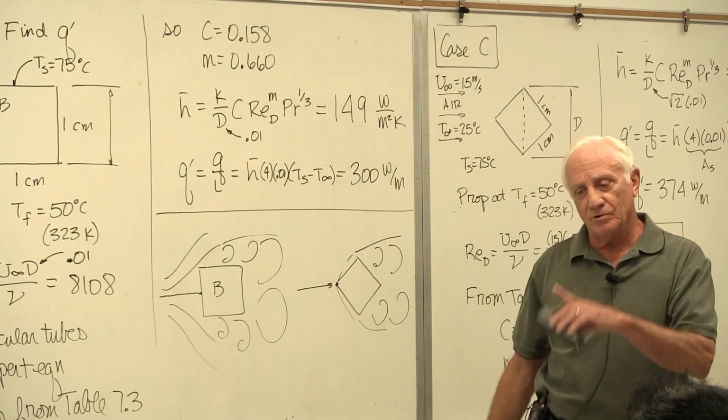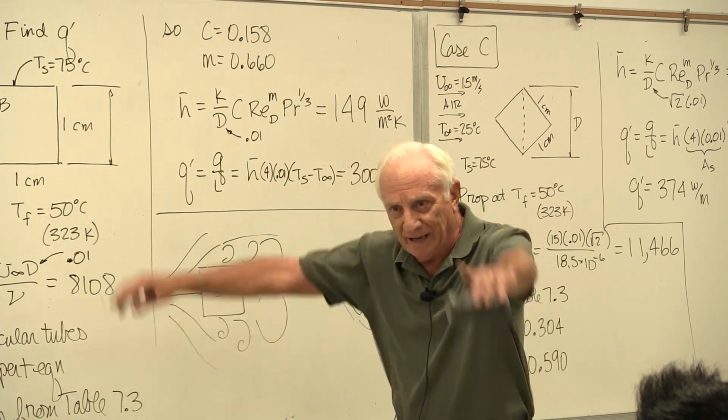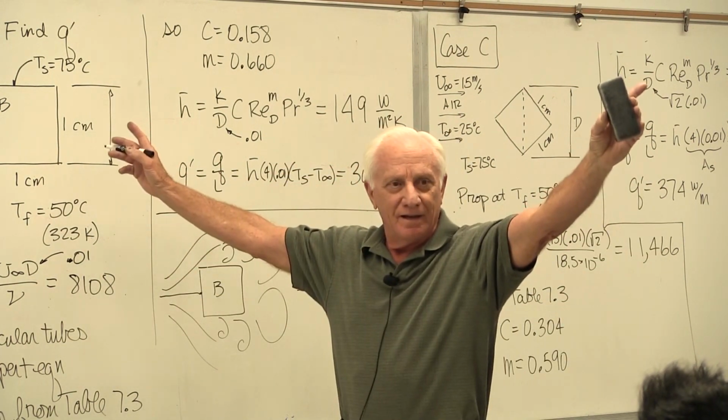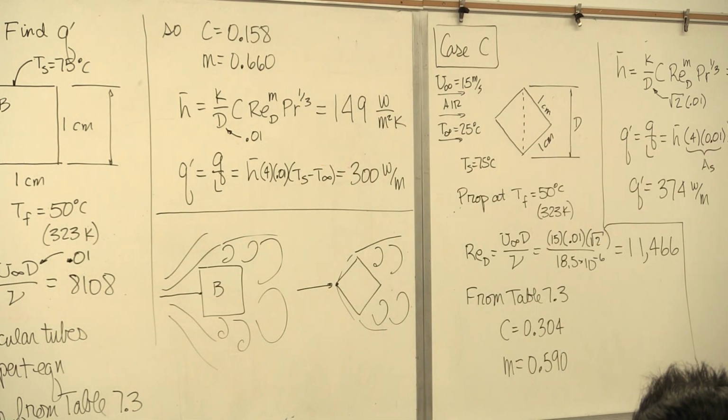You want to face a fan and cool yourself? You can do it one of two ways. Lay flat on the ground with your hands like this, face the fan. Or stand up like this. Guess which way cools you the fastest? That's a no-brainer, obviously.